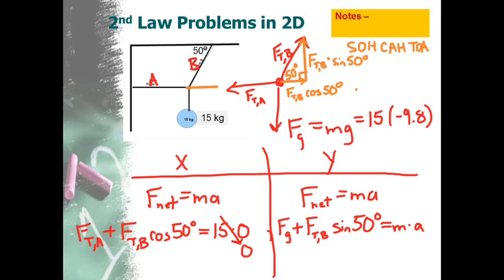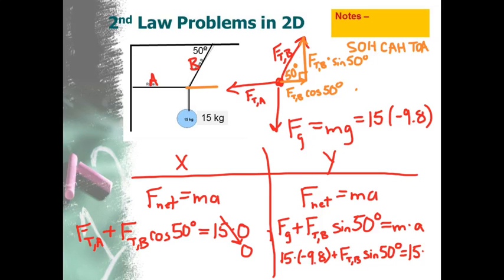Okay, let's start plugging in some numbers here. So the force due to gravity, we've already figured that out. That's 15 times negative 9.8. Let's go ahead and plug that in. We don't know the force due to tension in rope B yet, so let's keep that the way it is. F of T comma B times sine of 50 degrees equals mass times acceleration. Oops, it's 15, not 16 kilograms.